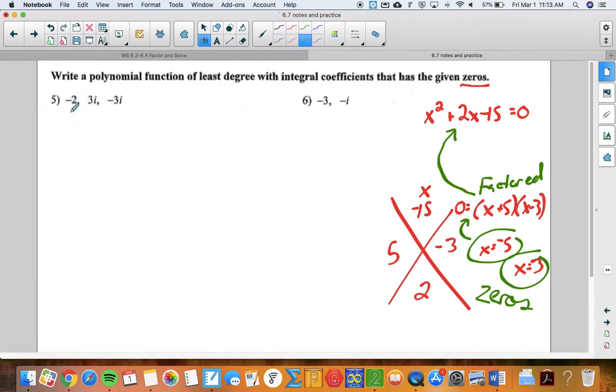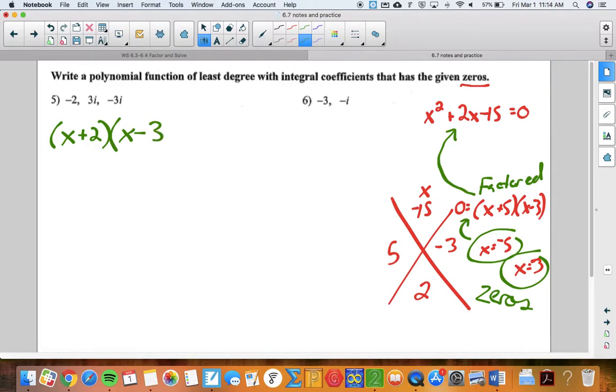If negative 2 is a zero, like negative 5 was a zero, what's the factor that negative 5 came from? Negative 5 came from the factor x plus 5. So if negative 2 is a zero, it came from the factor x plus 2, right? Don't let the i's confuse you here, folks. If 3 was a zero, what's a factor? You'd say it's x minus 3.